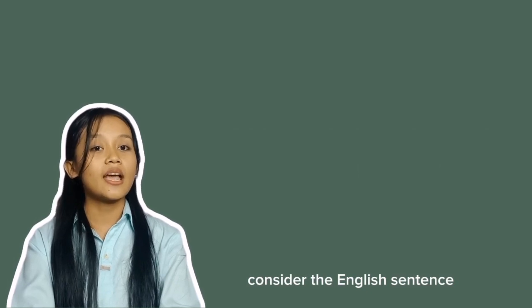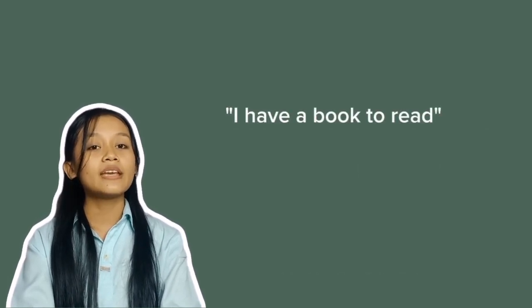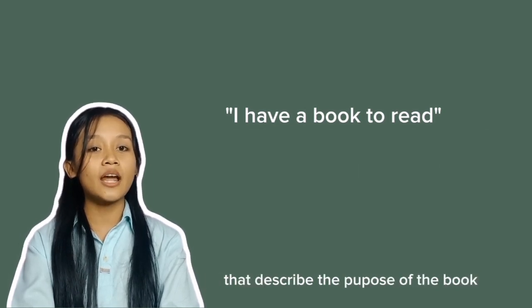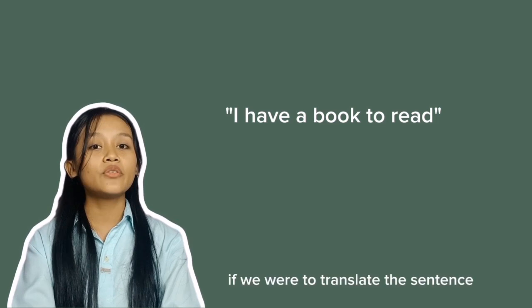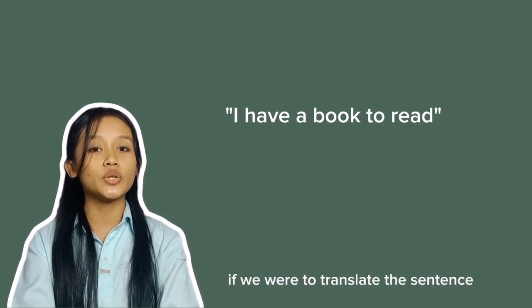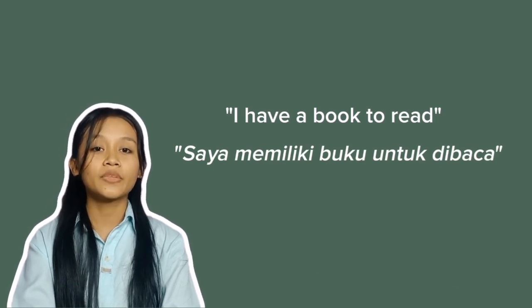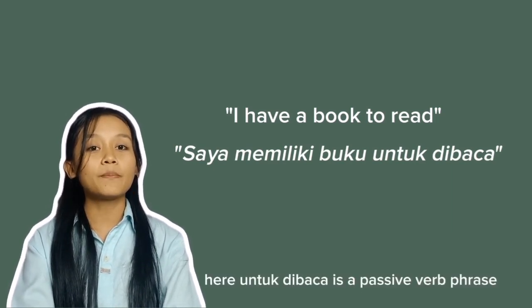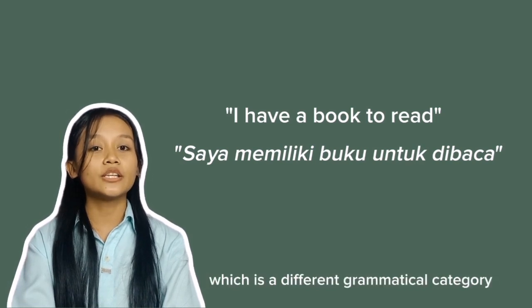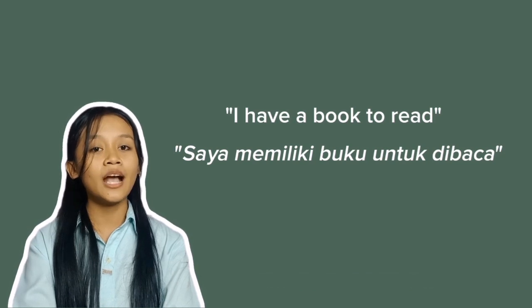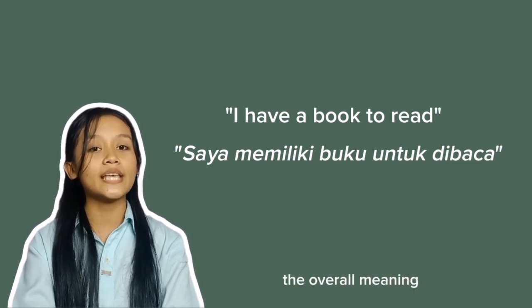For example, consider the English sentence, "I have a book to read." In the sentence, "to read" is an infinitive verb phrase that describes the purpose of the book. If we were to translate the sentence into Indonesian, we may say, "Saya memiliki buku untuk dibaca." Here, "untuk dibaca" is a passive verb phrase, which is a different grammatical category from the English infinitive. However, the overall meaning of the sentence remains the same.